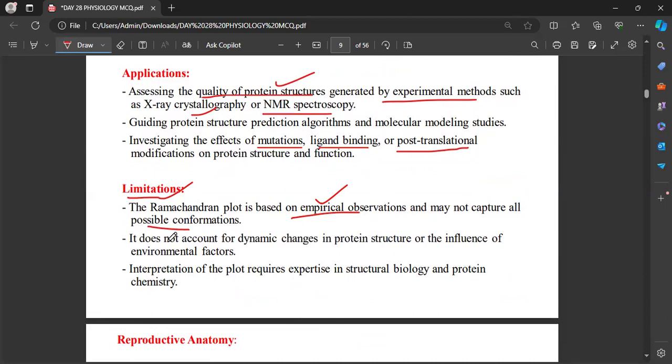Now, it does not account for dynamic changes in the protein structure or the influence of environmental factors. And here it needs expertise in structural biology and protein chemistry. Not a layman will do this particular experiment. Only an expert can analyze this particular plot correctly.